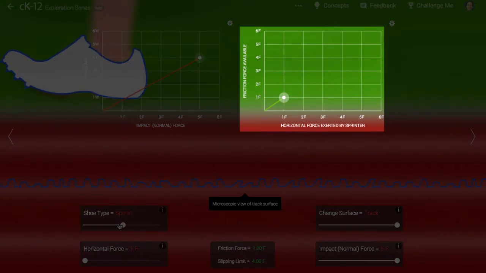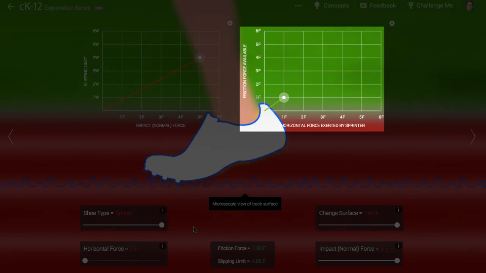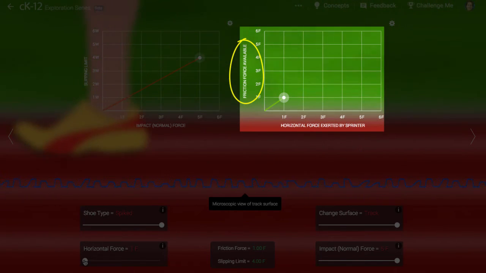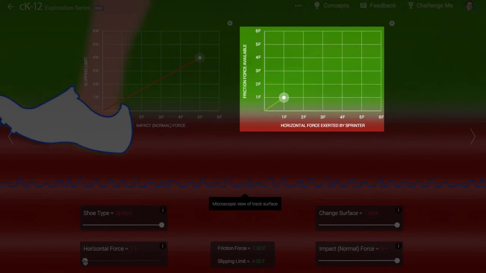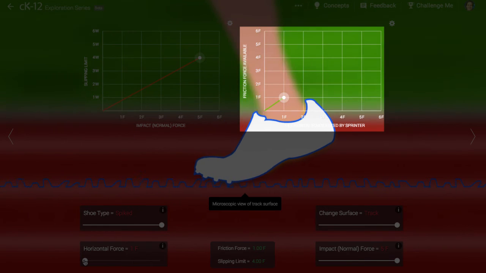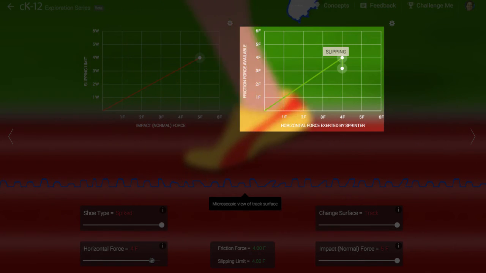The right-hand graph is a bit more complicated, but worth understanding through careful examination. The vertical axis plots the frictional force available to the runner. Ideally, this would equal the horizontal force applied by the runner to the ground, so that the shoe doesn't slip. Let's see what happens if the horizontal force applied to the runner exceeds the maximum value, the slipping limit.